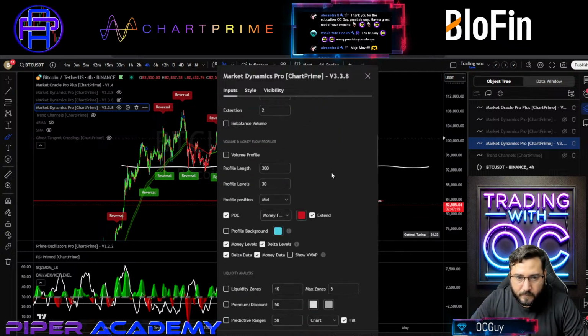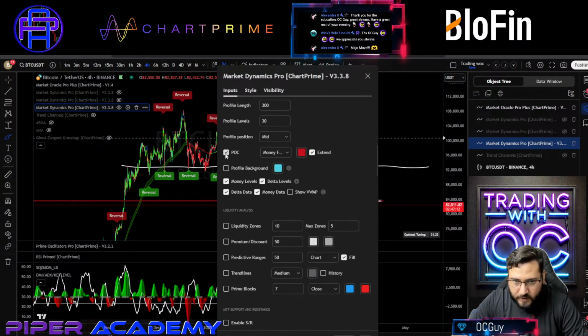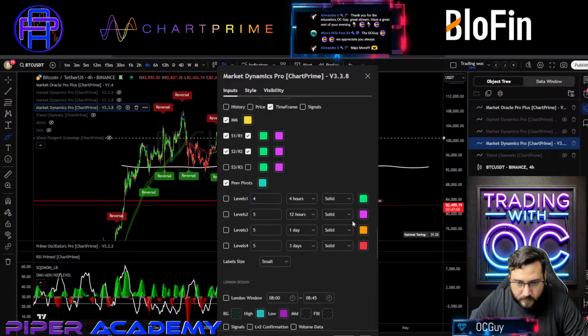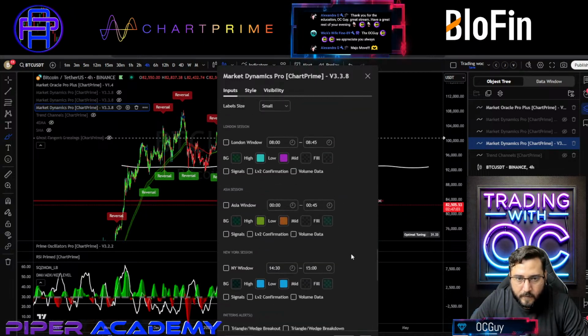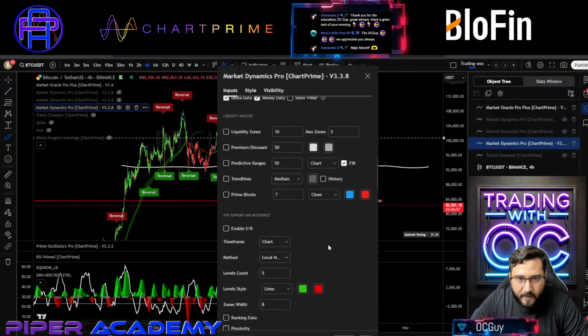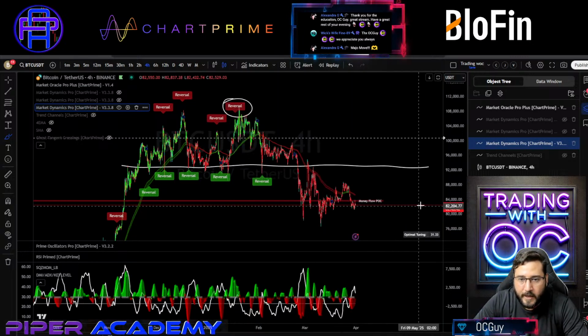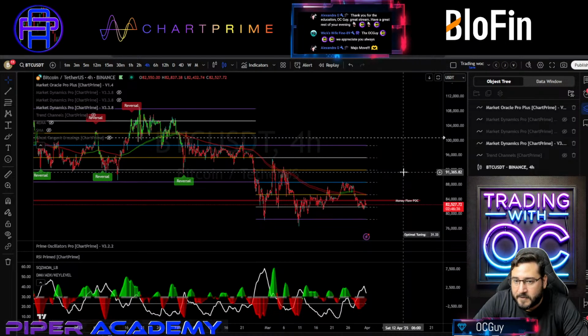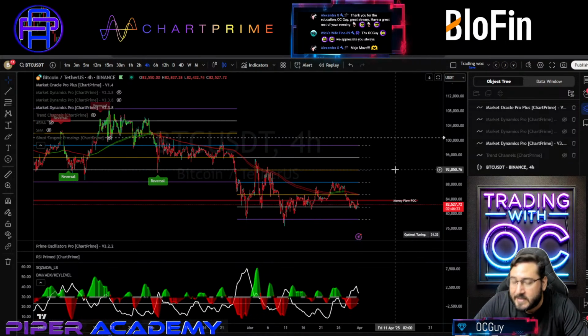Click this gear icon. I'm going to be turning off almost everything but my POC. This is another thing that I'm going to be looking and using. And also turning on. Where are you? Don't hide. Here it is. Where is it? Predictive ranges. Predictive ranges. I don't want it to be filled. I'm going to be leaving them as they are. Click OK, and this is going to be giving me what? Predictive channels, predictive support and resistances.